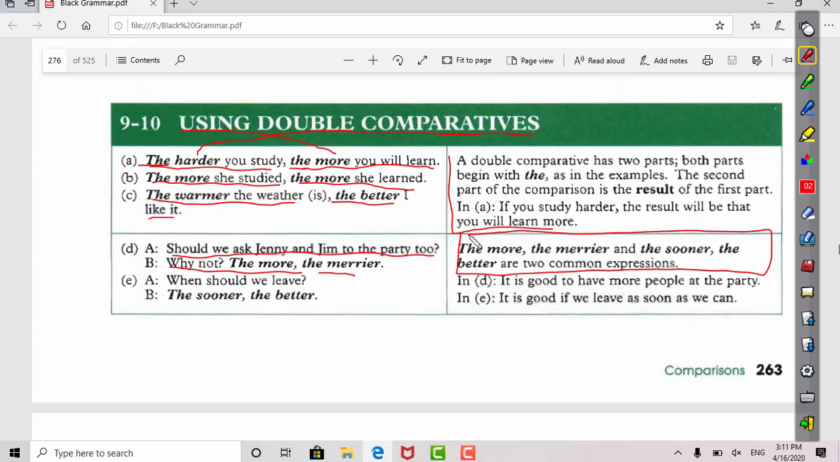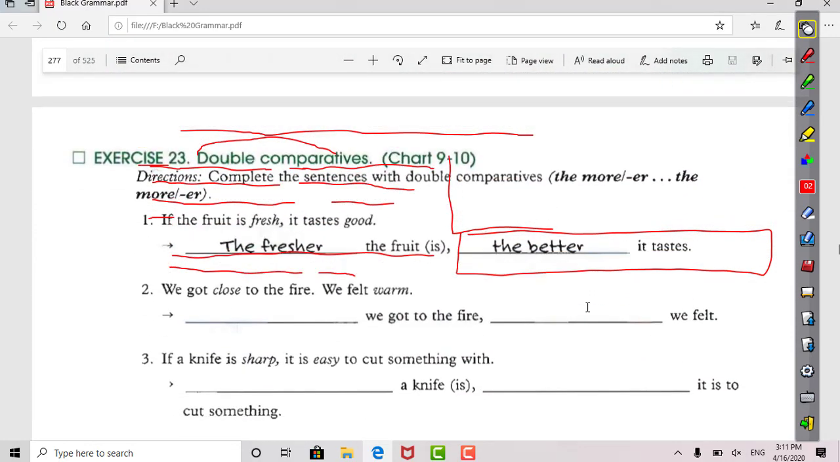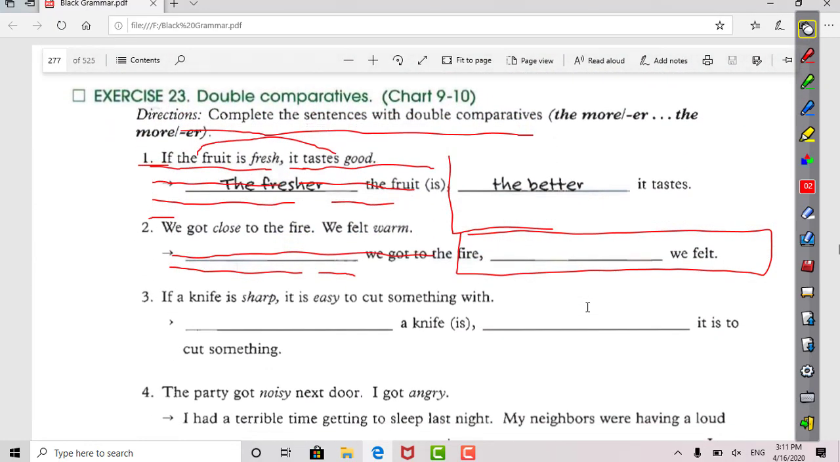Okay, the more the merrier, the sooner the better. All right, the more the merrier are two common expressions that people use to talk about double comparatives over here. Now we try to see the example or the exercise over here to make you understand. All right, so I will erase this one first.